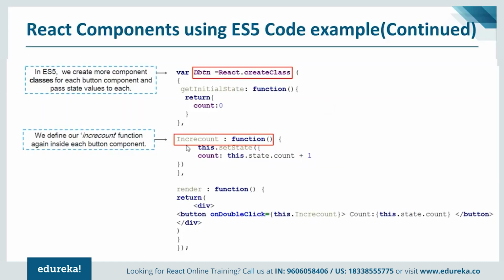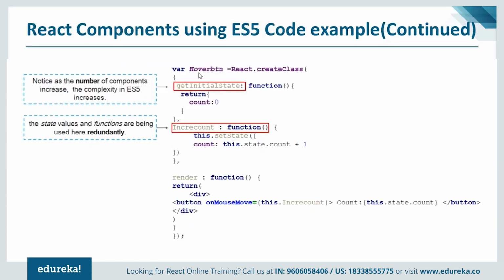Again, it has the increment counter. It has another event called onDoubleClick. So it says button onDoubleClick. We define our increment function inside each button component. And finally, we have one more component for the hovering of the button. As the number of components increases, as you can see, the code is getting lengthy in ES5. As the number of components increases in ES5 code, it is very difficult from a readability and maintainability standpoint to maintain the ES5 code because the complexity of the class is increasing.